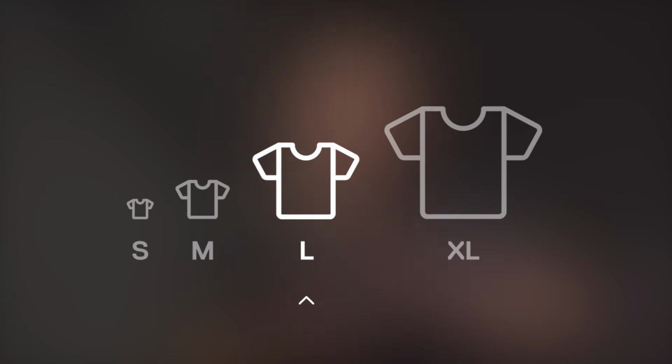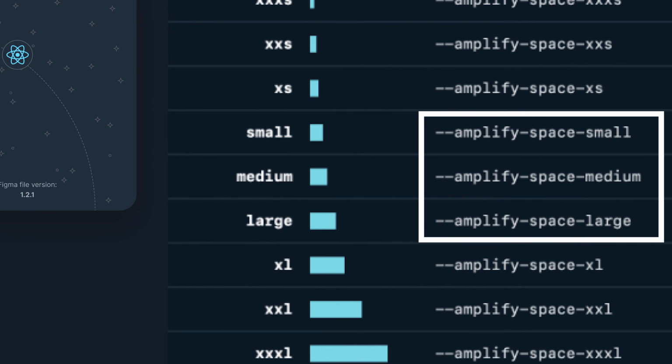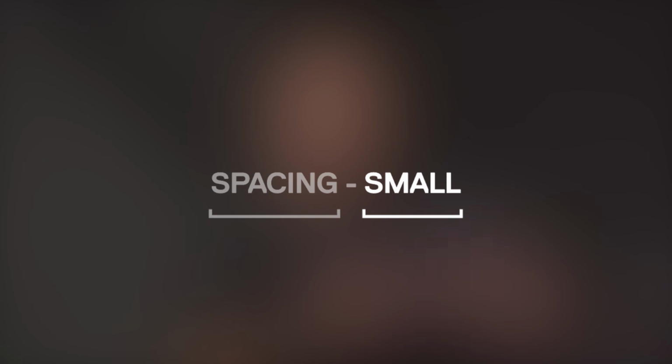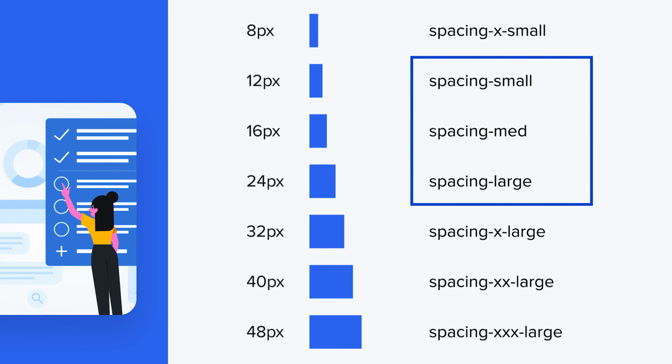This naming approach organizes size by words like small, medium, large, and extra large. The first structure contains a prefix, then the word space or spacing, followed by a t-shirt size at the end. The prefix tends to be either the system's name or an abbreviation of it. You can see an example of this with AWS Amplify. The prefix is amplify, followed by the word space, and then a t-shirt size like small, medium, or large. The second structure contains the word space or spacing, followed by a t-shirt size. You can see an example of this with the Kuiper design system. They use the word spacing followed by the t-shirt size like small, medium, or large.